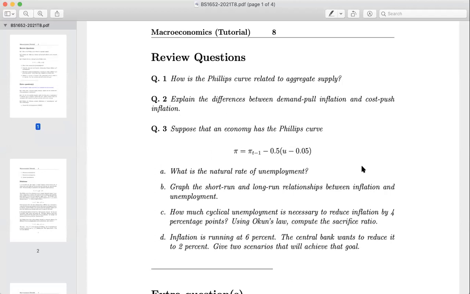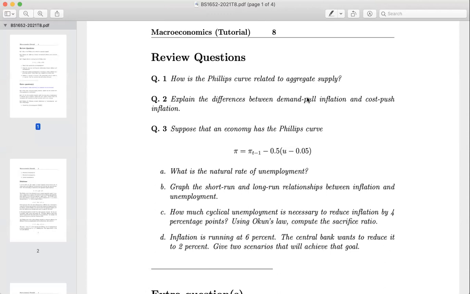So in question 2, explain the differences between demand pull inflation and cost push inflation. Again, these are two causes of inflation, and again, we just covered this in the video. So it's just a textbook question. The third question looks like you will have to do a lot of calculation, but it actually doesn't. It's just very straightforward calculation.